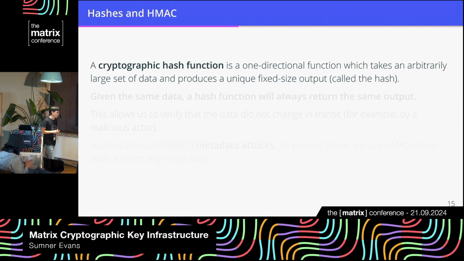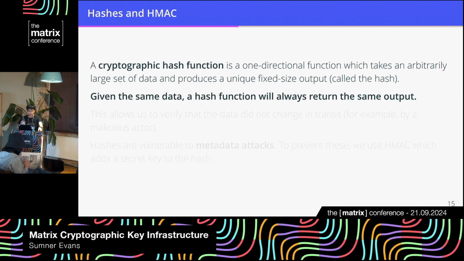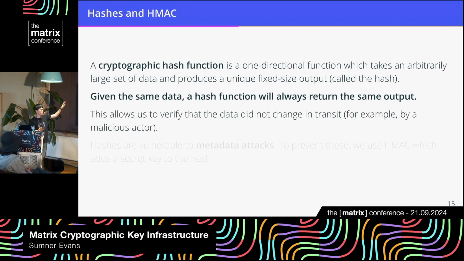All right, moving on to another concept that's important, and that's hashes and HMAC. A cryptographic hash function is a one-directional function which takes an arbitrarily large set of data and then produces a unique fixed-size output, and that's what we call the hash. Given the same data, a hash function will always return the same output. This allows us to verify that data didn't change in transit, for example, by some malicious or just straight up incompetent actor. If you hash the same message multiple times, you're going to get the same value.